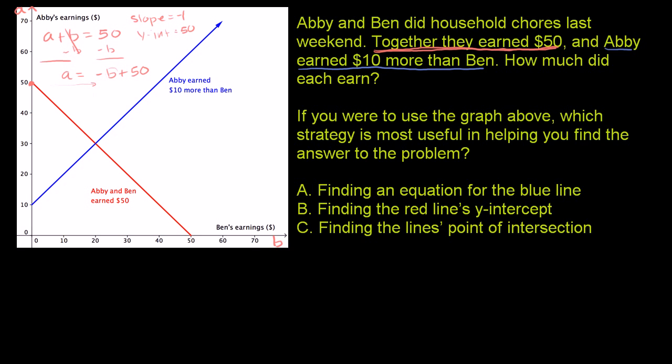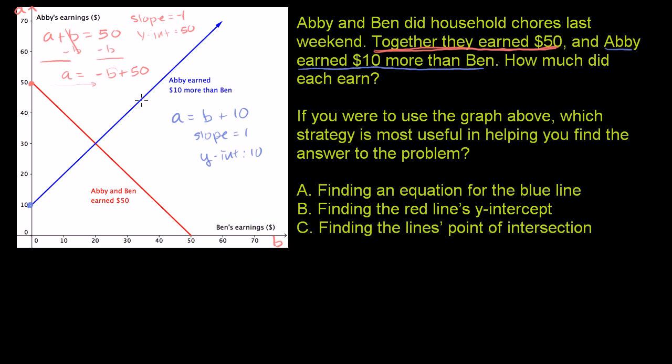Now, the second statement, Abby earned $10 more than Ben. So if we were to write that, that's saying that Abby is equal to Ben's earnings plus $10. Abby earned $10 more than Ben. And here the slope is 1. Slope is equal to 1. You see that right there. There's an implicit 1 multiplying times this b. And then the y-intercept is 10. And they graph that here. The y-intercept is 10, and the slope is 1. You move 10 in the positive b direction, you move up 10 in the positive a direction.